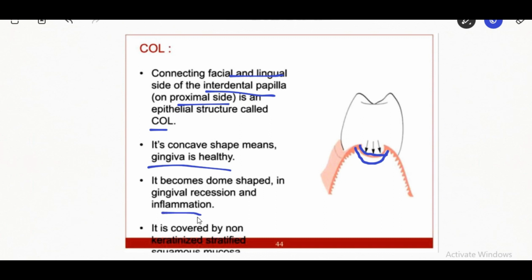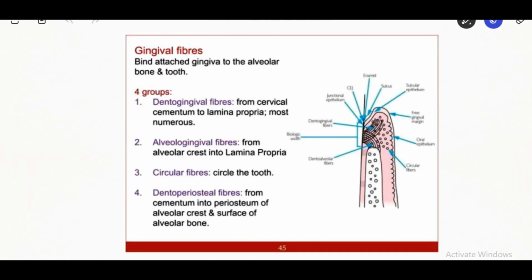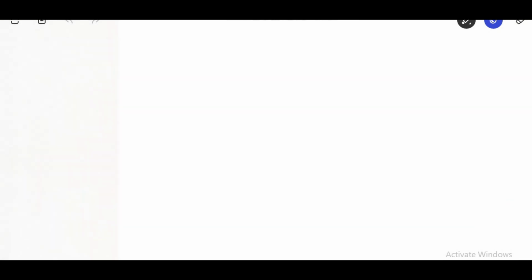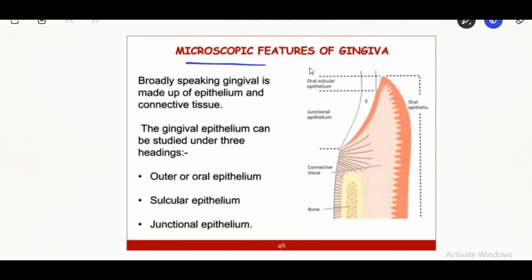Its concave shape means the gingiva is healthy. It becomes dome shaped in gingival recession and inflammation. It is covered by non-keratinized squamous epithelium. Four types of gingival fibers are there: dentogingival, alveologingival, circular, and dentoperiosteal fibers.